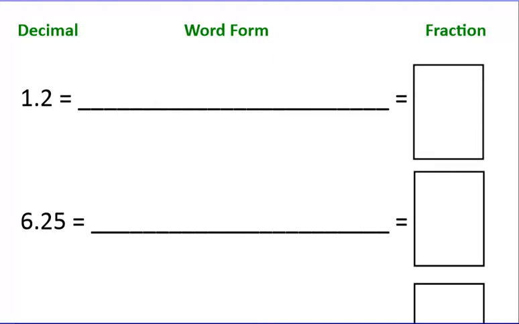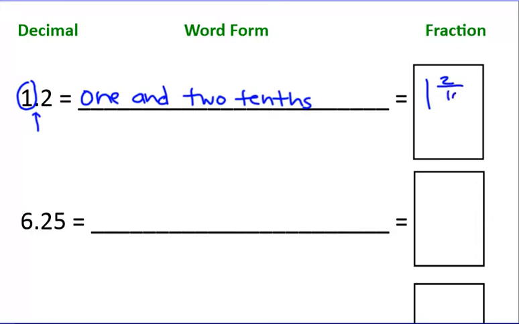All right, so let's do these. So 1.2, how do you say that? Well, you say 1 and, because remember the decimal is always and, 2/10. So this 1 is our whole number. So 1 and then 2/10. Now can that be simplified? Absolutely. The whole number cannot be simplified, that stays, but 2/10 would simplify to 1/5.